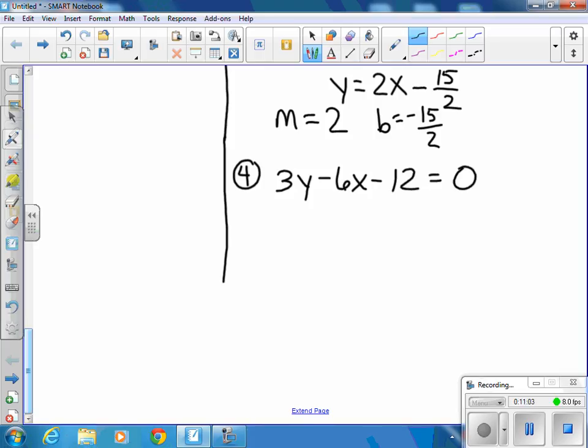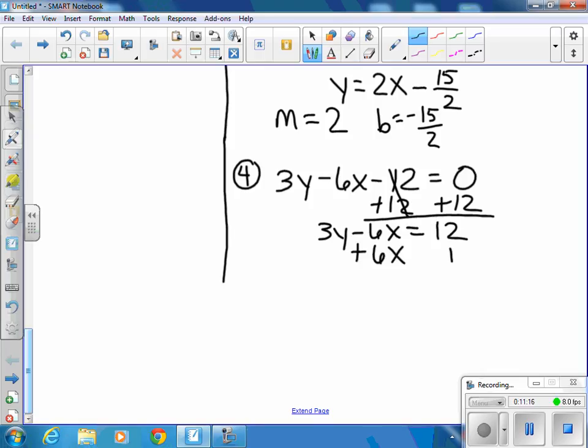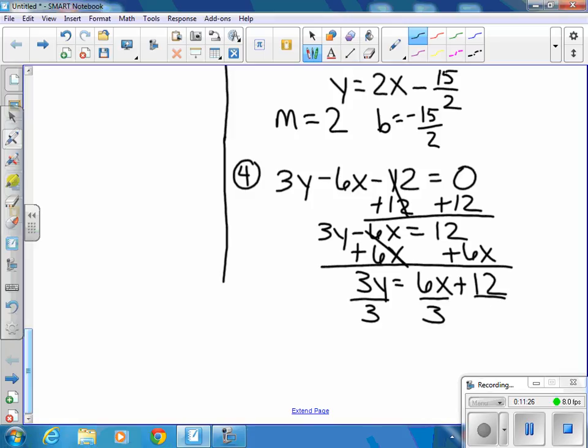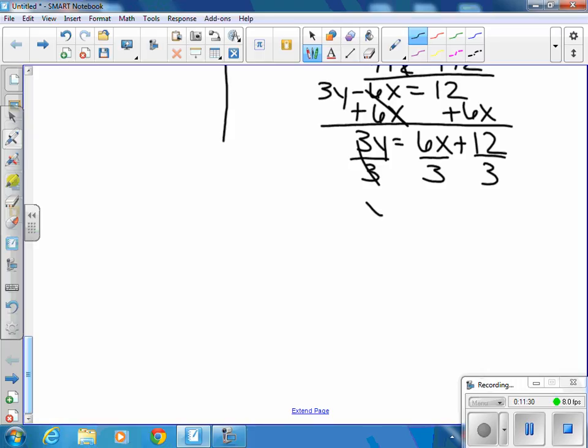You're still getting the y by itself, but you've got to move more than one thing this time. So start by adding the 12 over, and now you've got 3y minus 6x equals 12. Then move the 6x over. You're doing this in baby steps so that everything goes over on its own. 3y equals 6x plus 12, and now divide everybody by 3 so that it'll simplify and make an equation that's in the correct format. Okay, so that leaves me with y equals 2x plus 4.